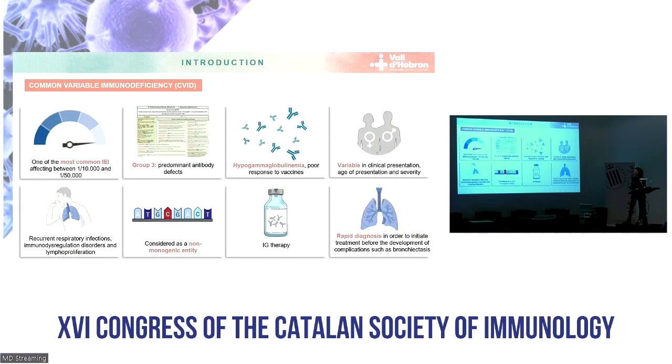Although it is considered a non-monogenic entity, in a low fraction of patients a genetic cause is detected, and then the patients are no longer classified as CVID and are diagnosed with their genetic defect. Those patients receive immunoglobulin therapy for life, and a rapid diagnosis is needed in order to initiate treatment before the development of complications such as bronchiectasis.